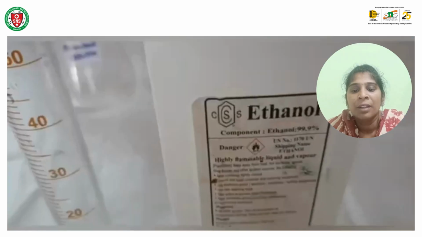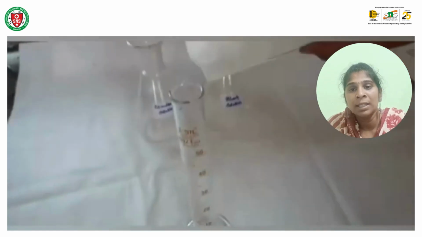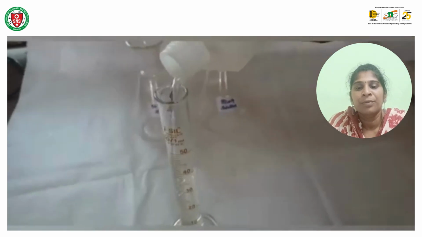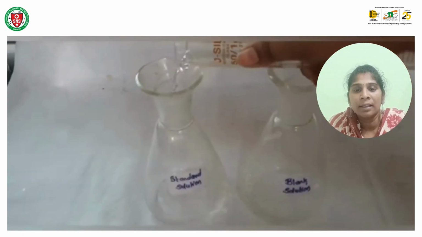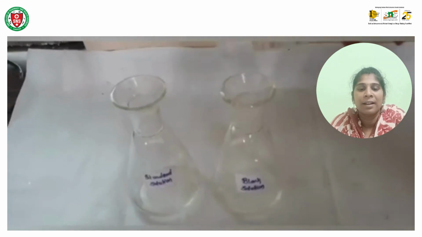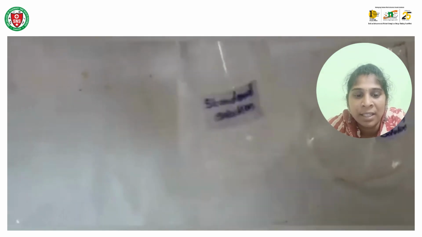Now we add about 25 ml of alcohol to both the blank and the standard sample, and we need vigorous shaking to get it mixed. The oil and the alcohol should get well mixed. The addition of 25 ml of alcohol in both the standard and the blank is over, and now we start shaking.